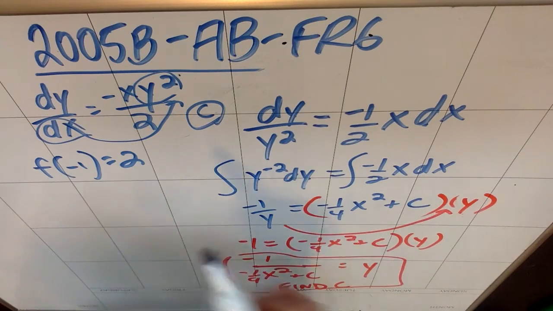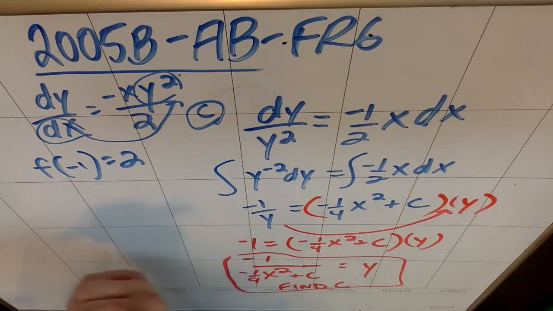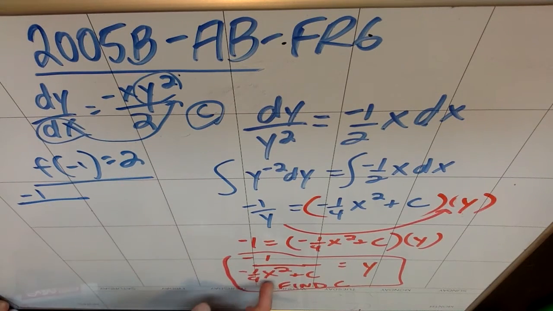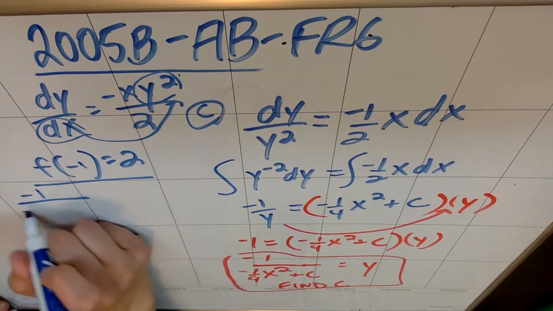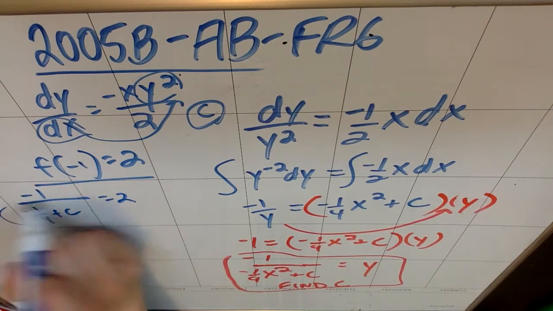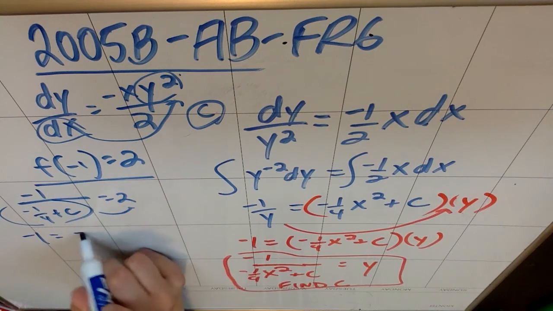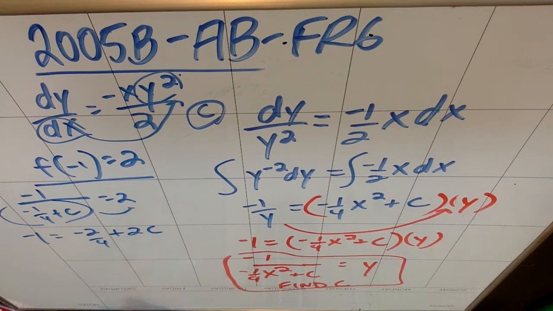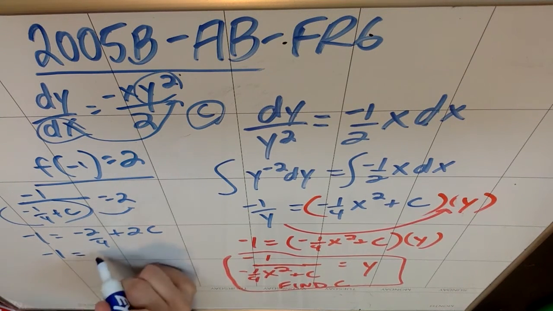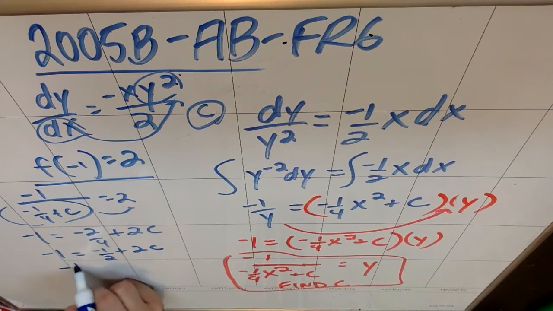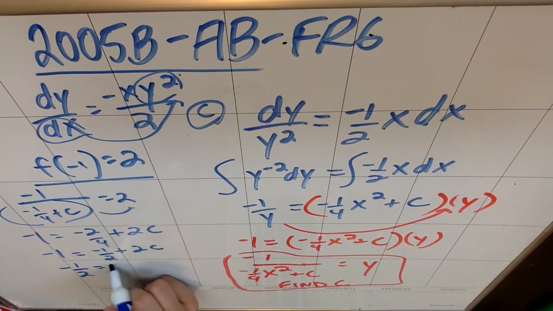So when I go to find c, I need to plug in the values negative 1 and 2. So when I plug this in, negative 1 over, when I plug in a negative 1 here, it just becomes a 1 because it's squared. So I get negative 1/4 plus c equals a 2, right? I multiply this entire thing over to the other side. I get negative 1 equals negative 2/4 plus 2c, right? So negative 1 equals negative 1/2 plus 2c. I'm going to add the 1/2 over and get a negative 1/2, because negative 2/2 equals 2c. So I get negative 1/4 as my c.